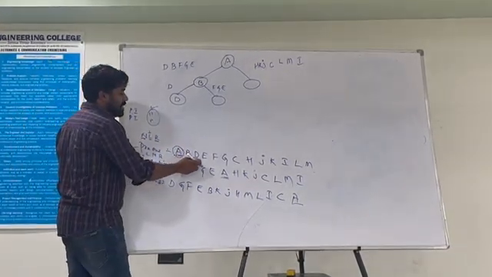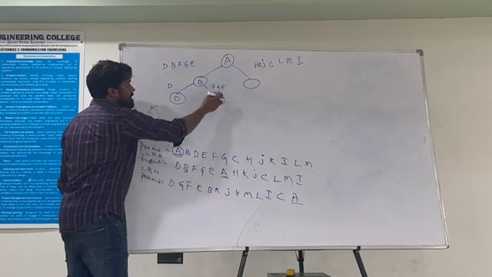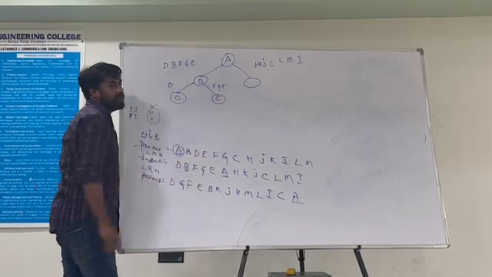Pre-order. Who is this now? D. Next one is who? E. That means the next person is what? E.